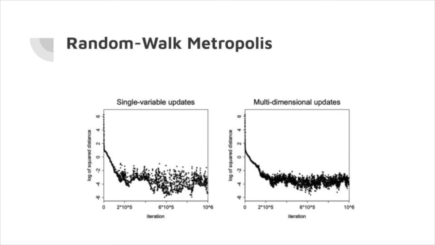We can see that whether you're doing single variable or multi-dimensional updates, it takes around 10,000 to 100,000 draws and iterations for the chains to get around -2 to -6 in terms of log squared distance apart. We'll see significant improvements on this with other algorithms, for example, the Metropolis adjusted Langevin algorithm.